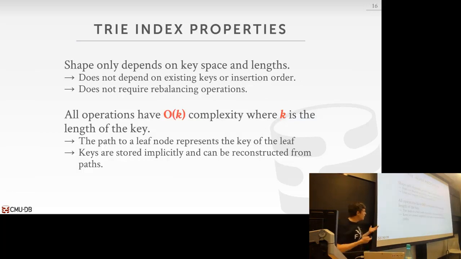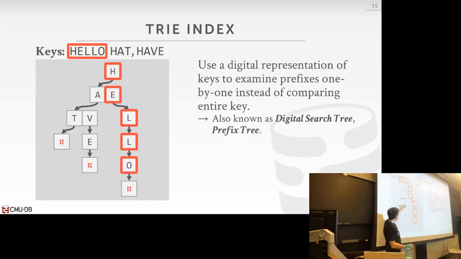Okay, so again, this is super interesting because the complexity is based on the length of the key that we're trying to look up. It's also interesting because we're not storing an exact copy of the key directly in any single node. It's implicitly stored by the path. So if we want to reconstruct hello, we would traverse down, keep track of our path on the stack, and that's how we can put the key back together.